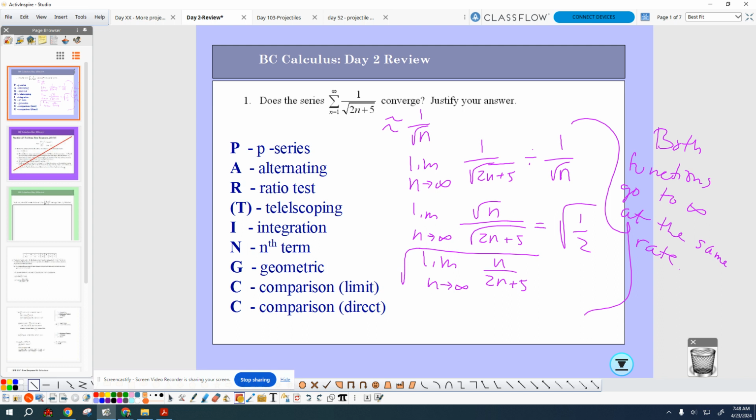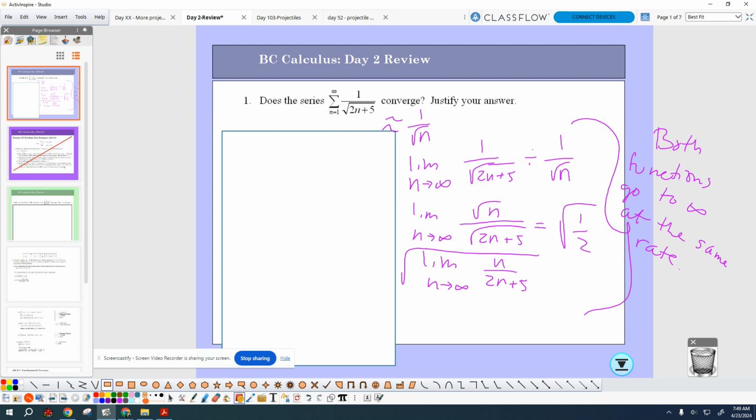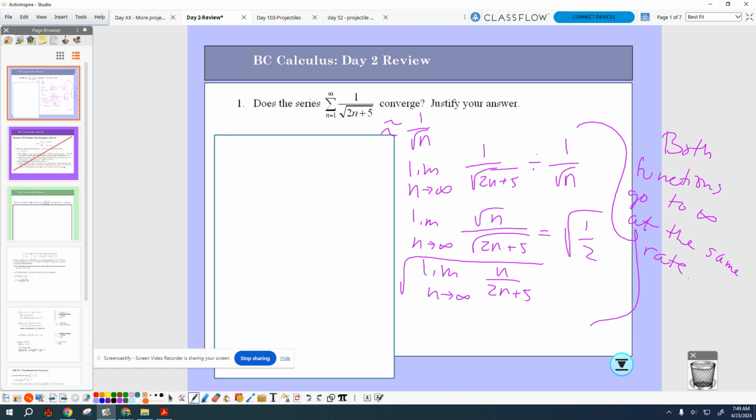So why did we choose, why did Gabe pick 1/√n? The reason he chose that, as Kelly just said, is that this diverges by p-series. Therefore, what do we know from these two things together? Therefore, both diverge.